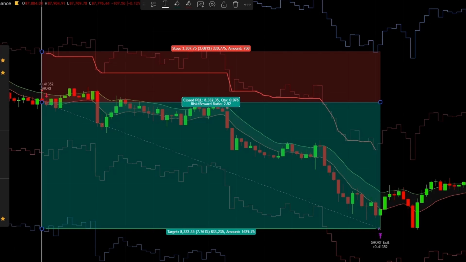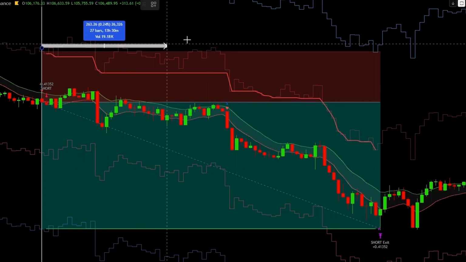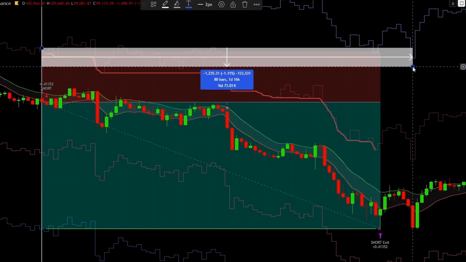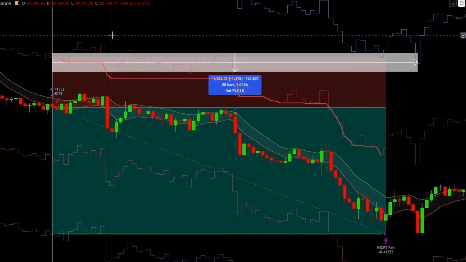So now let's measure where the 80th candle point would have been. Starting from the entry, the 80th candle would have been this bar, but as you can see, the take profit level was hit earlier. Okay, now let's see a long example.